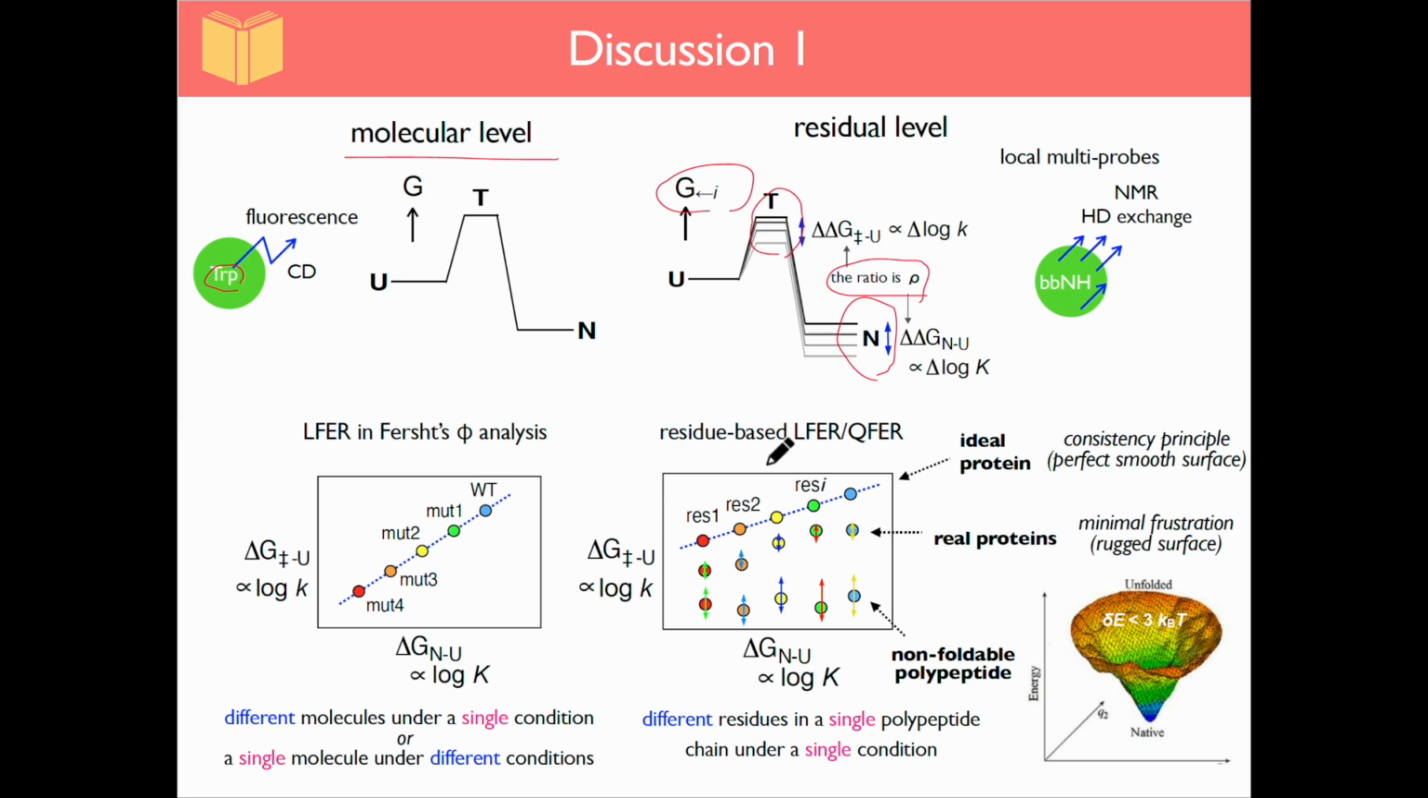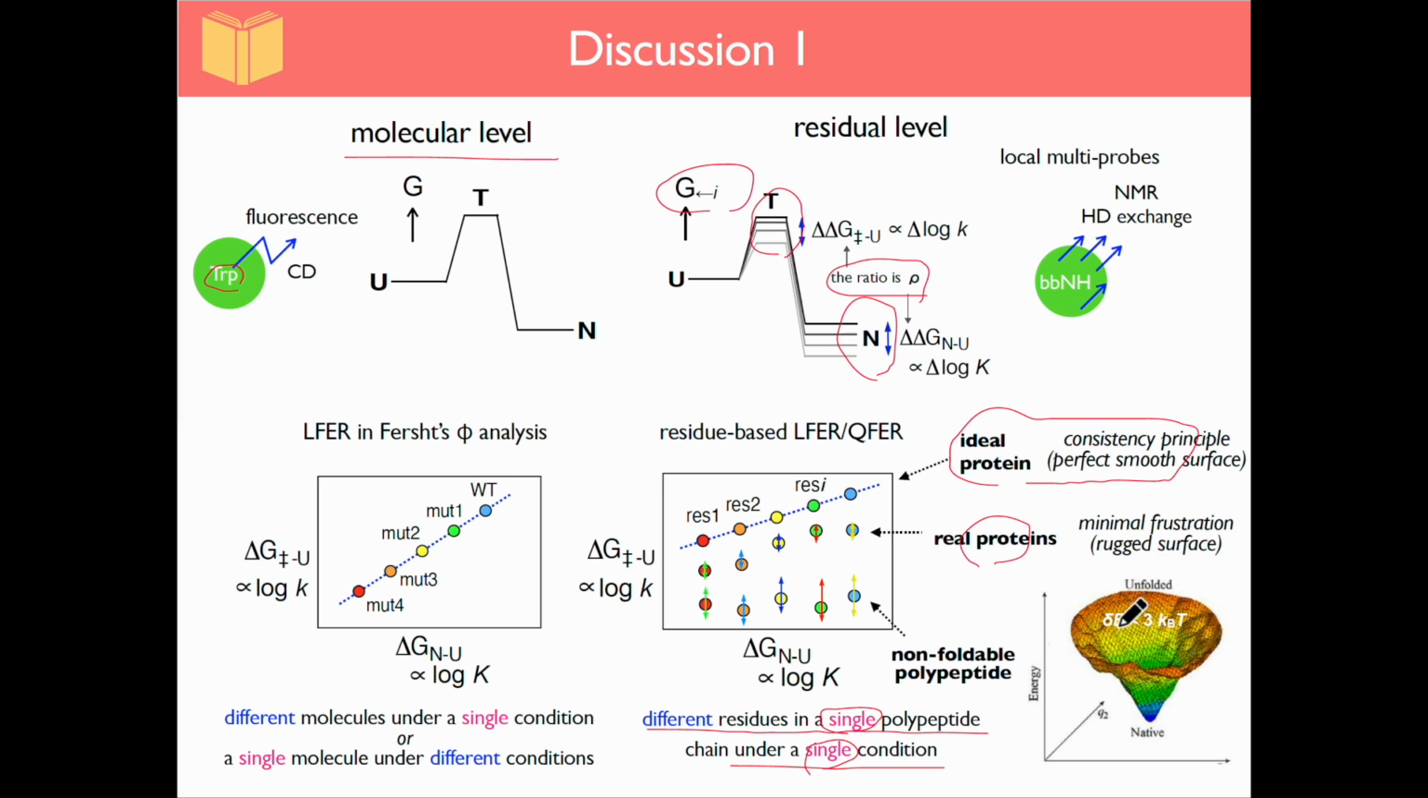And in this case, residue-based LFER or QFER. In this plot, different residues in a single polypeptide chain under a single condition. This is a new type of LFER, so we call it residue-based LFER. For ideal proteins under the consistency principle, we obtain a good relationship, a straight line here, but also real proteins. The energy surface is minimally fluctuated.